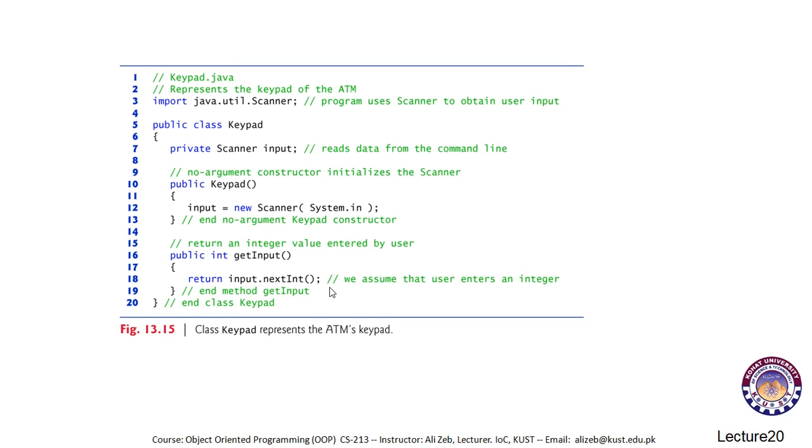Similarly, we have a keypad. The function of the keypad is to get input from the user, and we have been using the scanner class for that purpose. Whenever we create an object of the keypad class, we call the constructor, and the constructor initializes an object of the scanner class that we can use to get the input from the user.